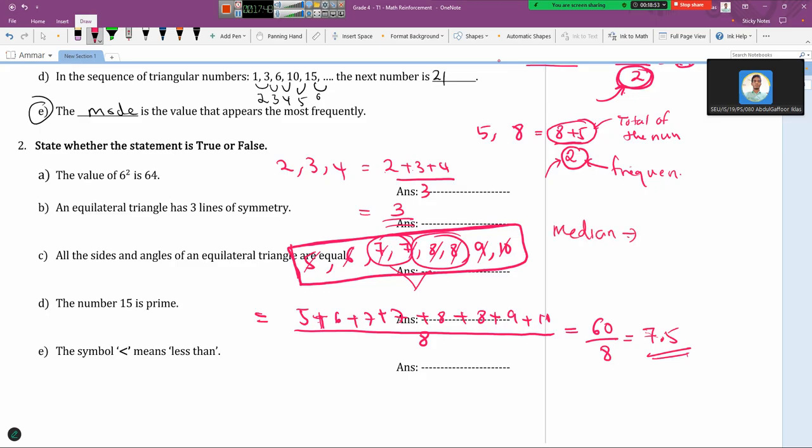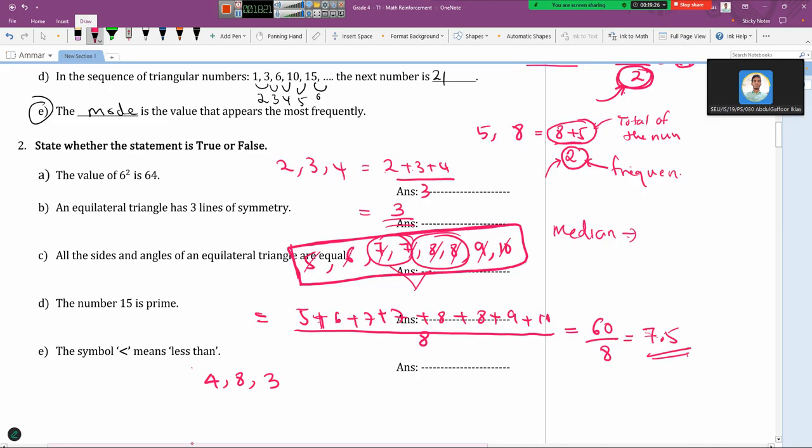Median is the value that occurs in the middle of the data points or in the sequence of numbers. In order to find the median, you have to order the numbers in ascending or descending order, and the middle value will be the median. Now, let's say we have 4, 8, 3. What is the median of these numbers? Is that 8? No.